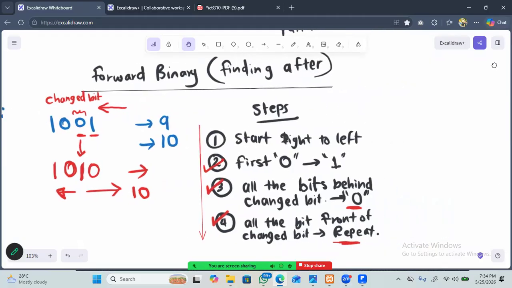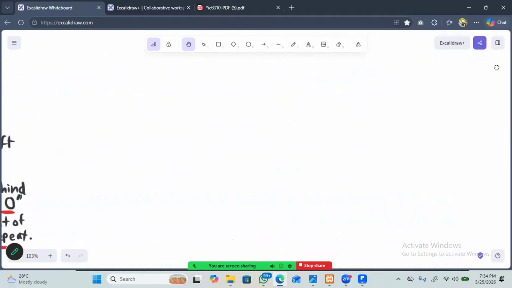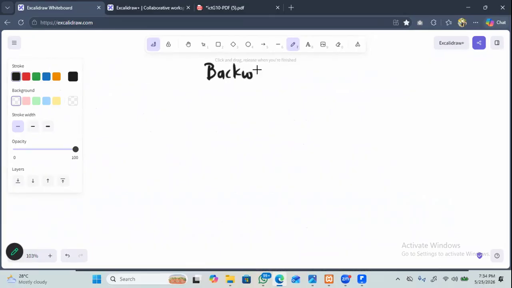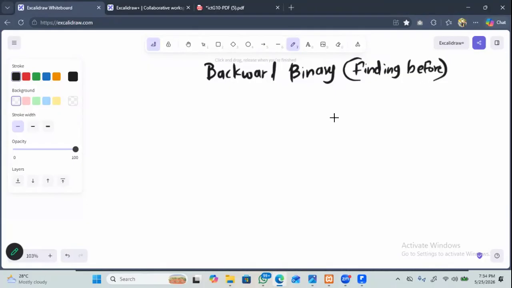So we are moving. You can write the next topic, backward binary, or in brackets, finding before. Find the before. Right? This is the topic.